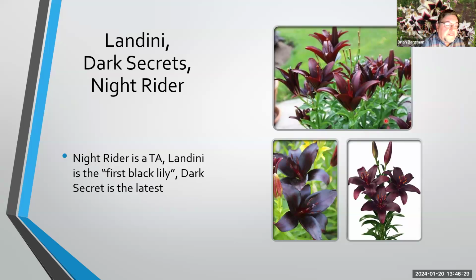Now I put in Night Rider on the left. That's the darkest one. It is a TA, which means it's a trumpet cross Asiatic. I want somebody to dig up a bulb, and I want to see if it has a pink bulb. Then I'll believe it. Yes, yes. Okay, we'll be talking about bulbs and bulb color. Yeah, I have a lot to learn too about these OTs. Yeah. And the one on the far right hand bottom, that's Dark Secret.